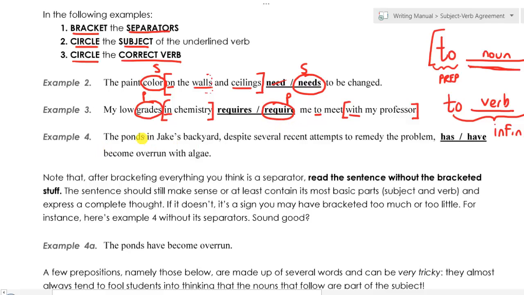Example 4: ponds in Jake's backyard, and so on. So here we have a preposition that starts a prepositional phrase. But notice we have another sort of interrupting or separating phrase here.